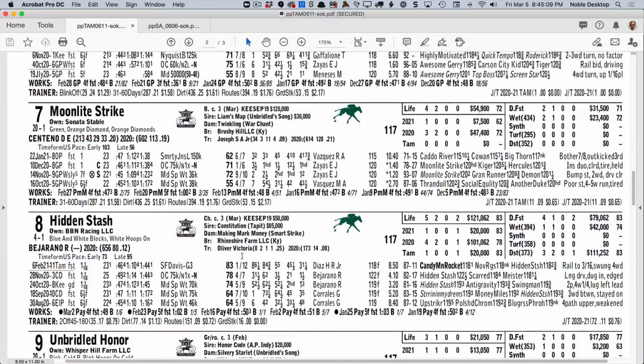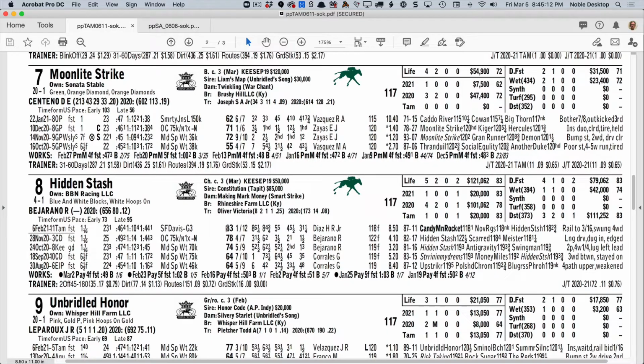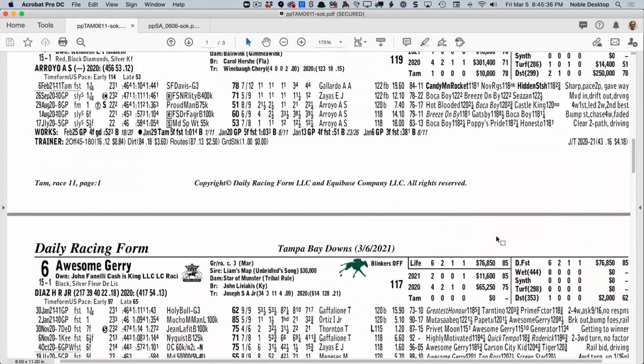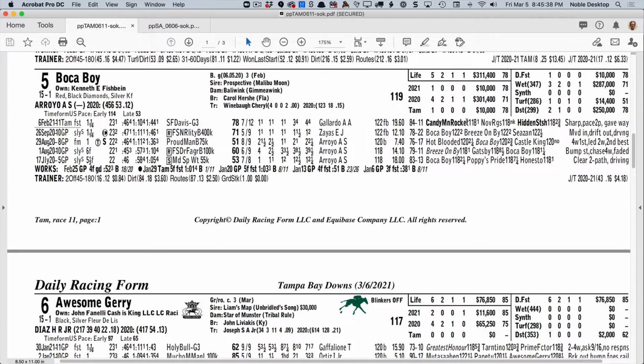Now, one thing that we want to notice about Hidden Stash is that he ran the 83, but he ran it in the same race as Candyman Rocket. So it'll tell you over here the top 3 horses of the race. Candyman Rocket won by a length. The second horse was Nova Rags, who won by a neck, and then Hidden Stash, and he was 2 3/4 lengths ahead of the next place horse, who happens to be Boca Boy. So it'll show you in bold if any of the horses that they ran against finished in the top 3, it shows in bold if they're in the same race.